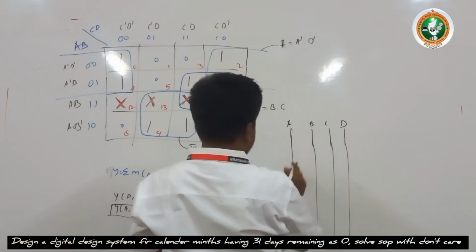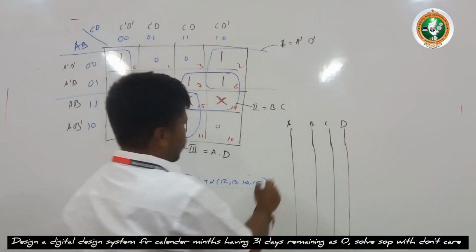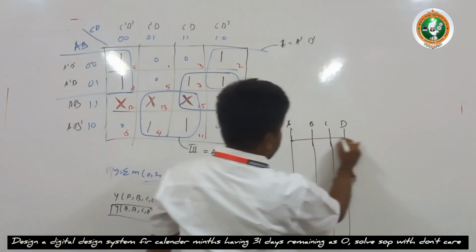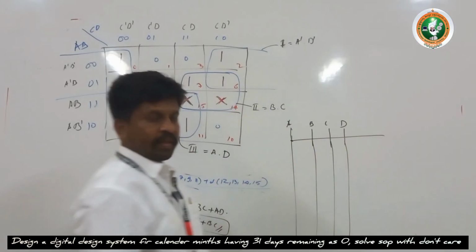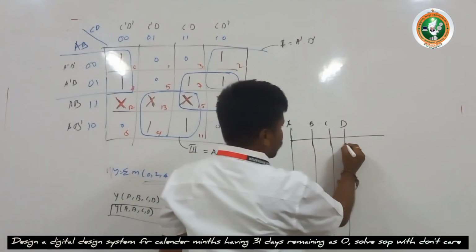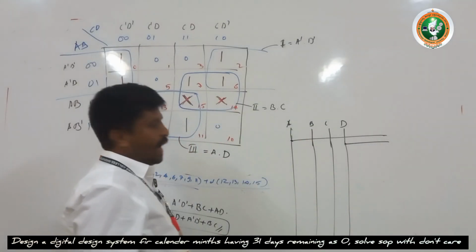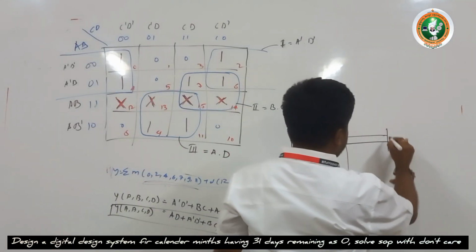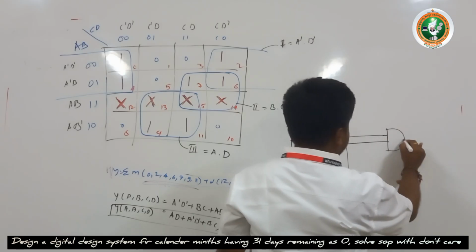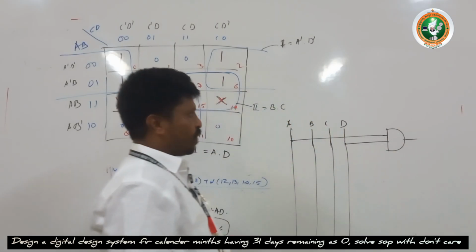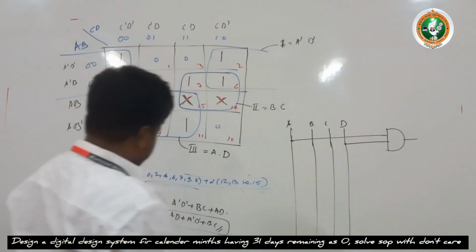Okay, A is there. I have to take A and D. For A I am taking one line, and for D I am taking one more line. Here I have to use the AND gate. AND gate means like this. Yes or no? Yes. Okay, thank you.